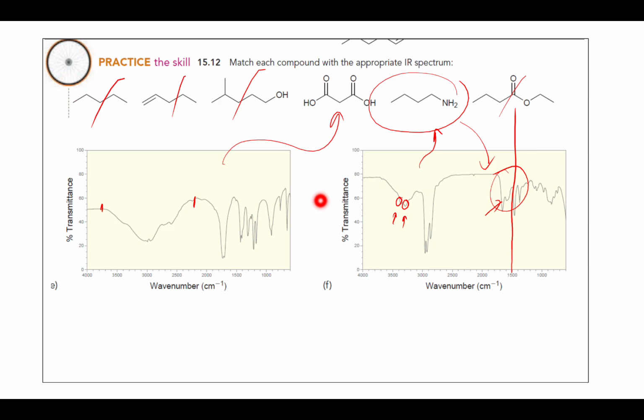So this is basically how we can read IR spectra and identify the different functional groups or different compounds using the IR spectra.